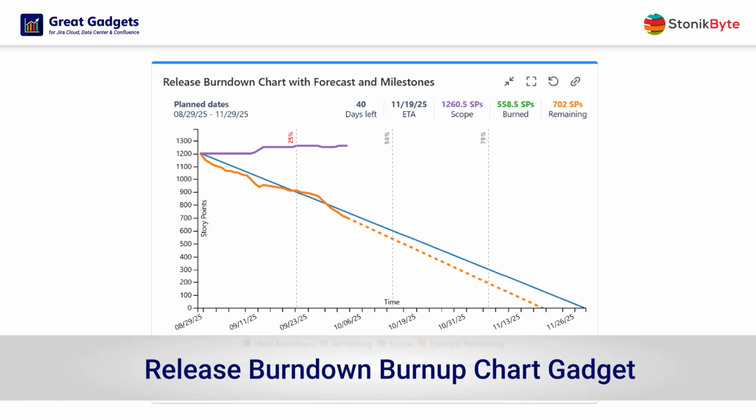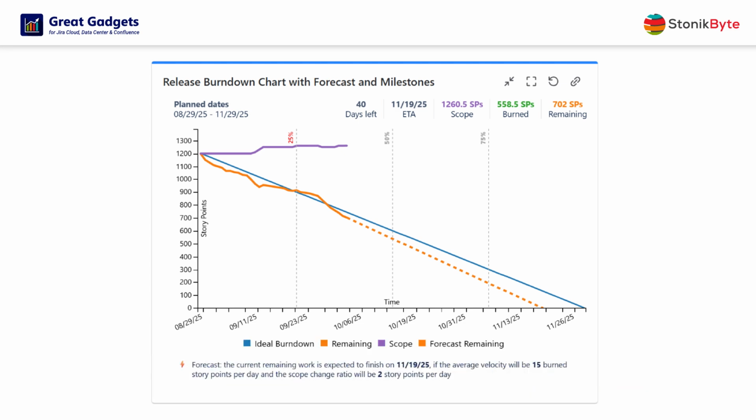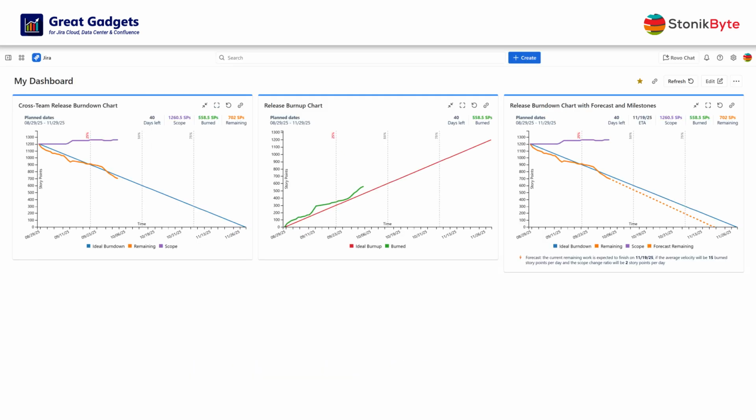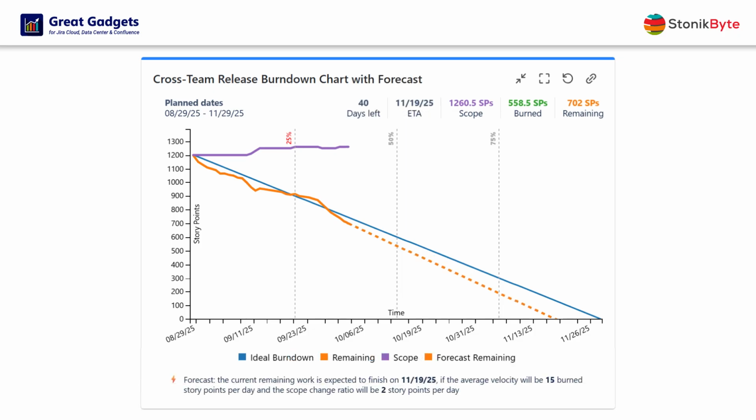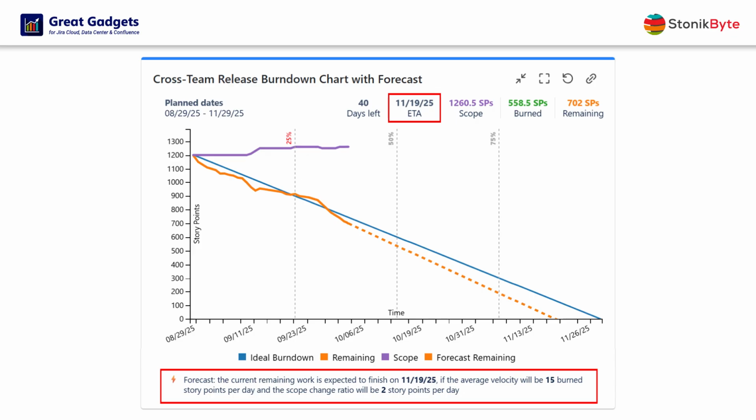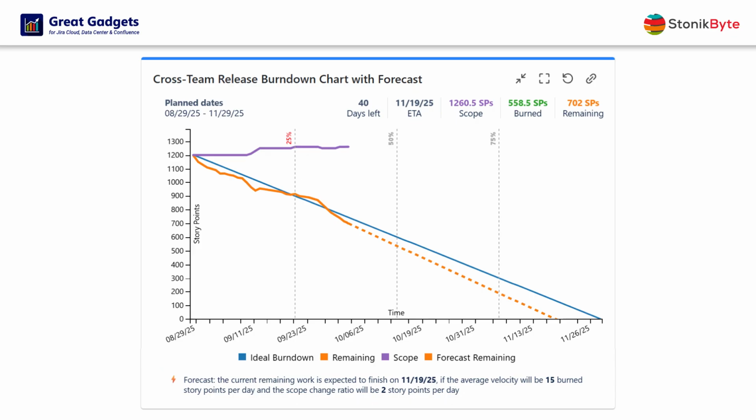The Release Burndown Burnup Chart gadget helps you track the progress of your entire project release. If you have multiple teams working on the same release or product increment, this gadget lets you generate a cross-team burndown chart to see the overall project along the release timeframe. In addition, it can display a forecast and estimate the final release date based on the overall team velocity, and optionally, the scope change ratio.